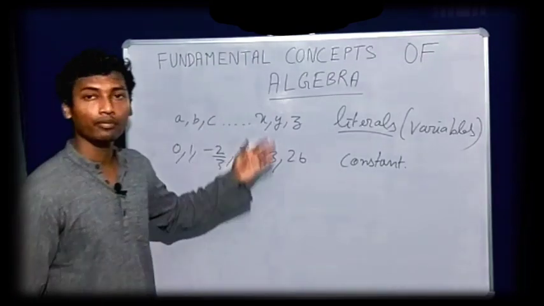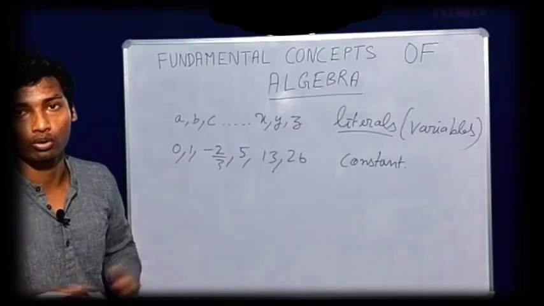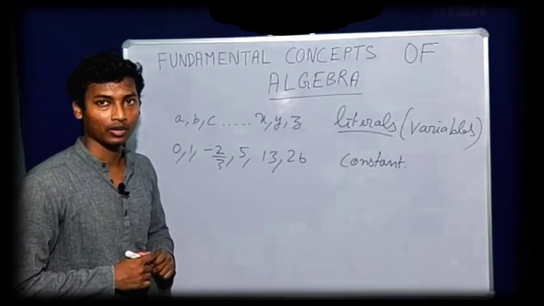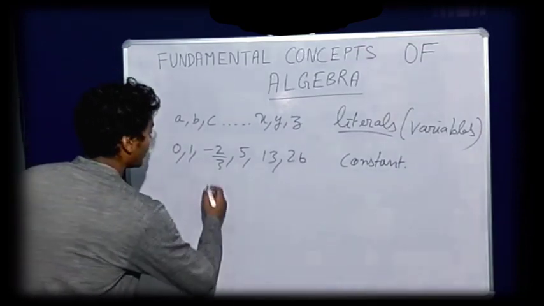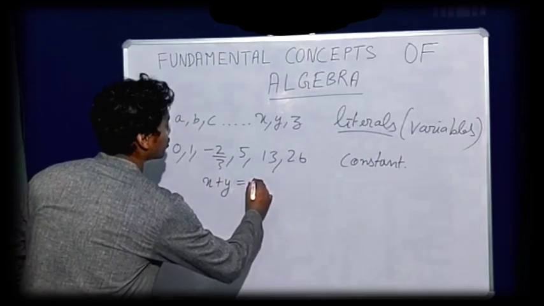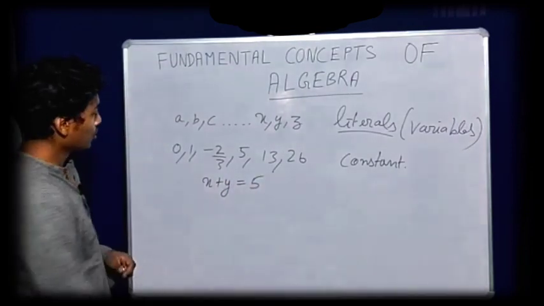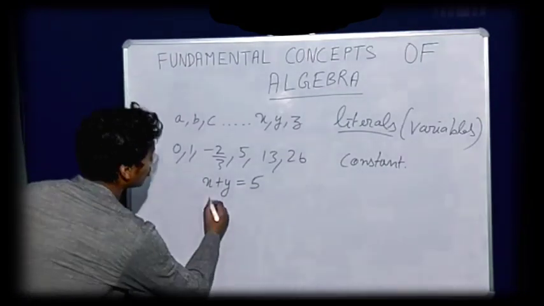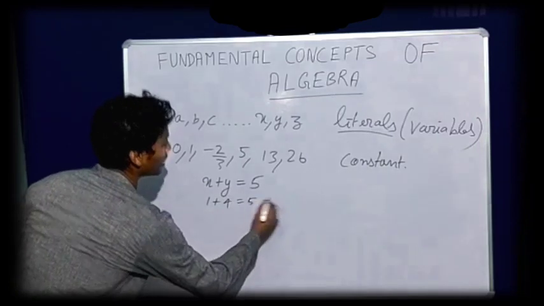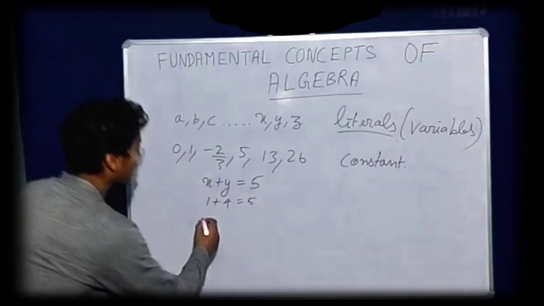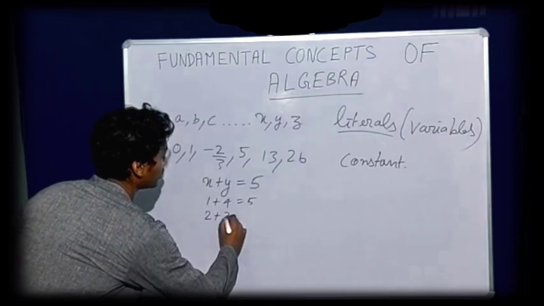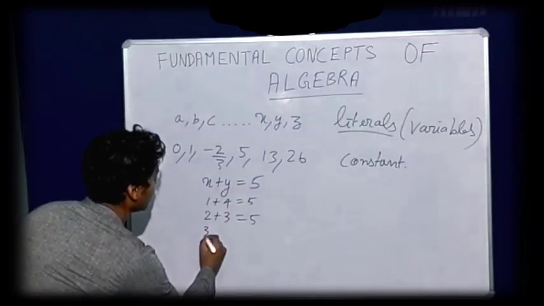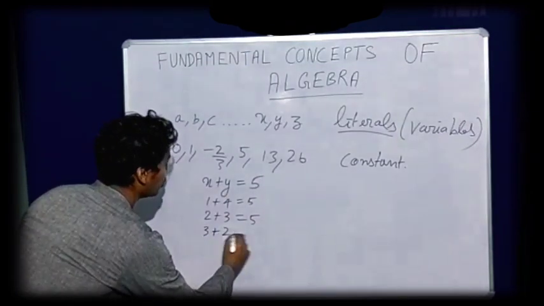But for the variable, we don't know the number. The number is unknown. So it can be anything. So it is not fixed. Let's say x plus y is equal to 5. So here there can be various possibilities for x and y. If I take x to be 1, y will be 4. That will be equal to 5. If I take x to be 2, y will be 3.